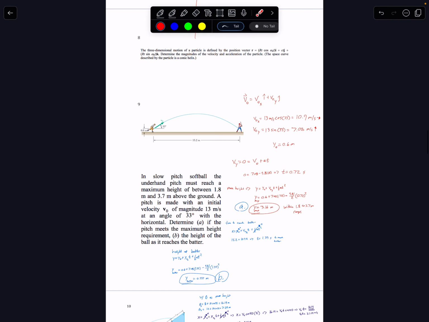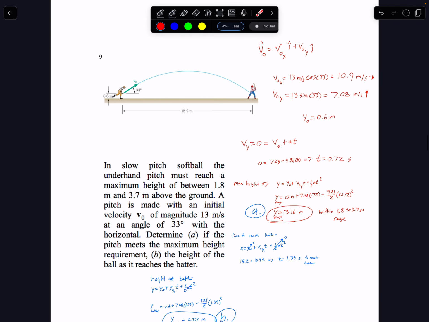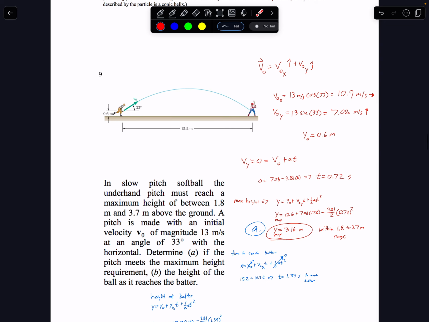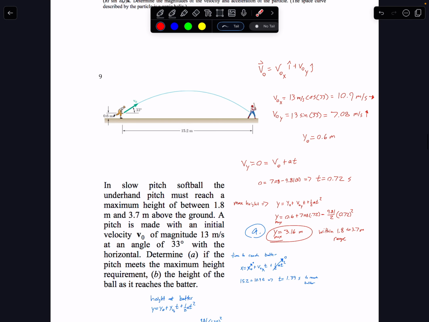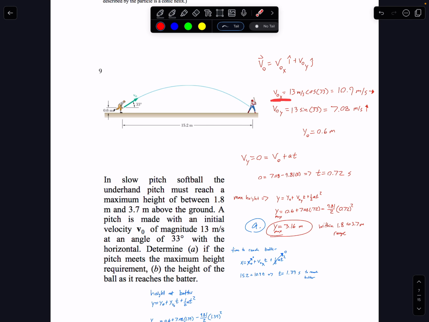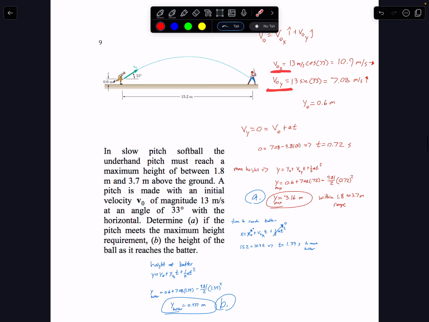And number 9, slow pitch softball has to be between 1.8 meters and 3.7 meters. We have an initial starting velocity and the angle that it's leaving. So we can break these up into 2 parts, the x and y components there. Initial velocity in the x direction, initial velocity in the y direction.